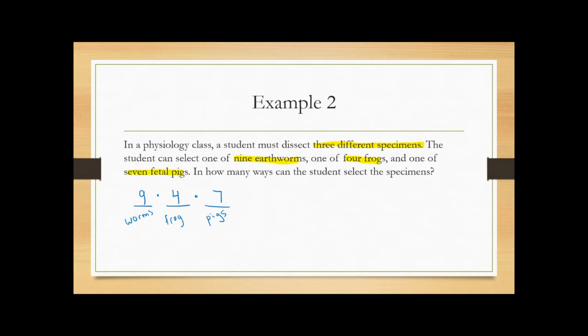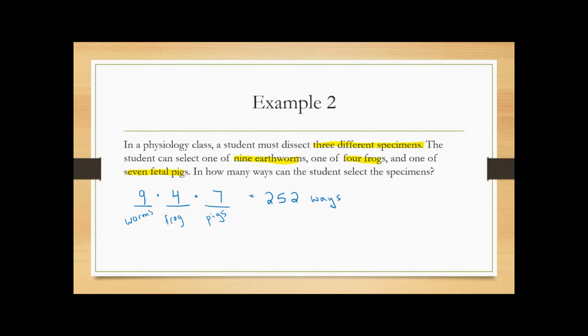And because these are distinctly different specimens, we don't have to worry about whether we're replacing, because we can only choose one from each category. So since they're separate categories, we just can pick from that entire number. So the number of possible combinations or ways that you can select your specimens is 9 times 4 times 7. Once you multiply that out, that comes to 252. So we have 252 ways that a student can select which ones they are going to dissect.